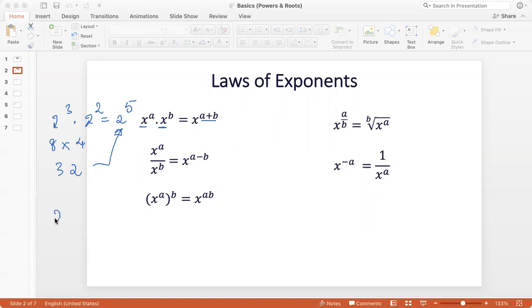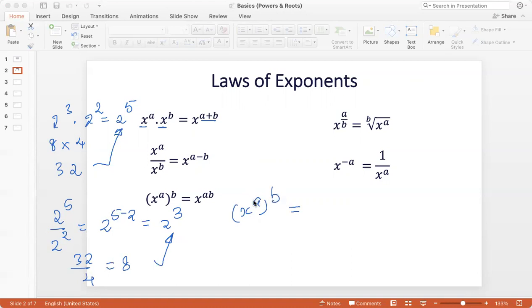So again, 2 to the power 5 divided by 2 squared would be 2 to the power 5 minus 2, which is 2 cubed. And again, 2 to the power 5 is 32 divided by 4, we know is 8, which is 2 cubed. Okay, what about x to the power a whole to the power b? So if I have an exponent and then outside that exponent, I have another exponent, then you simply multiply the two exponents. You write x to the power ab.